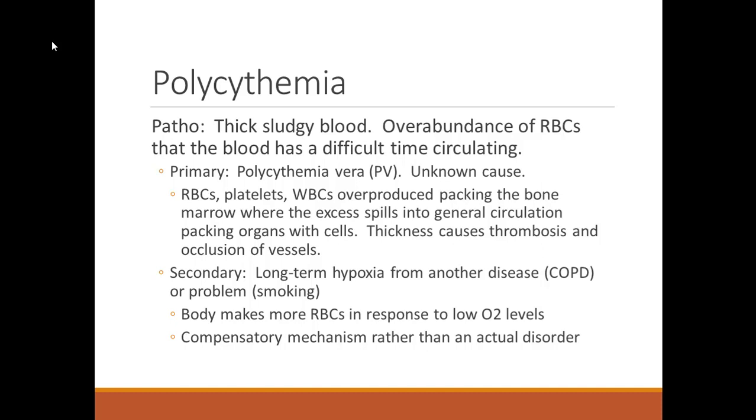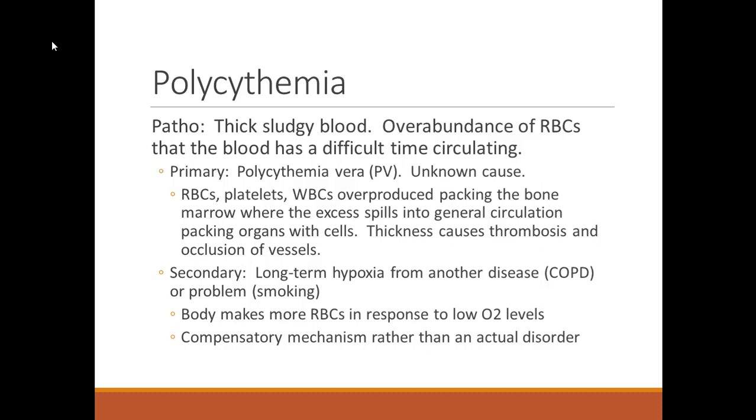So this blood is really thick. It's going to cause clotting. It's going to cause occlusion of the blood vessels. Secondary causes of polycythemia might be things like a long-term hypoxia from COPD or smoking.